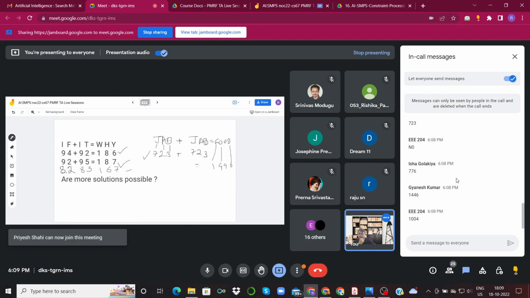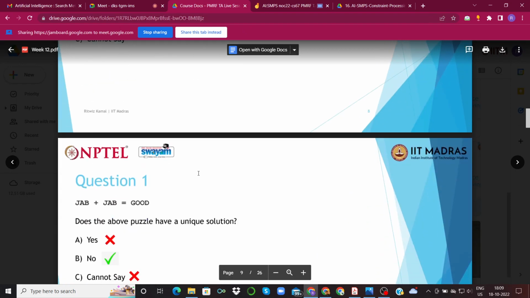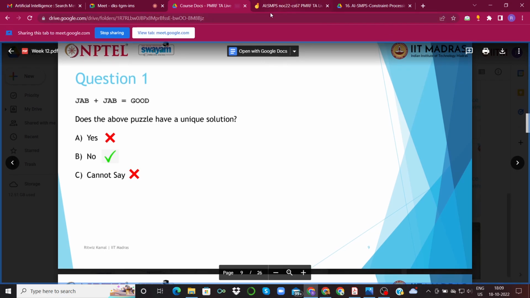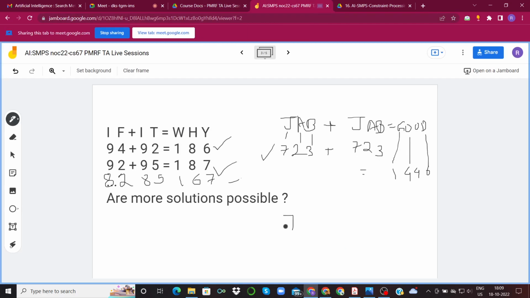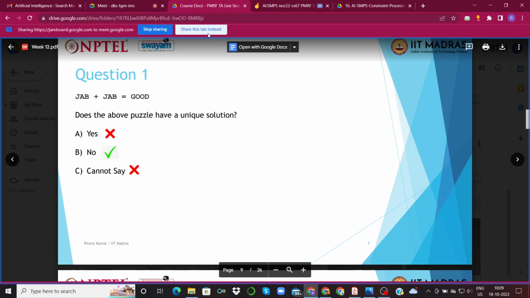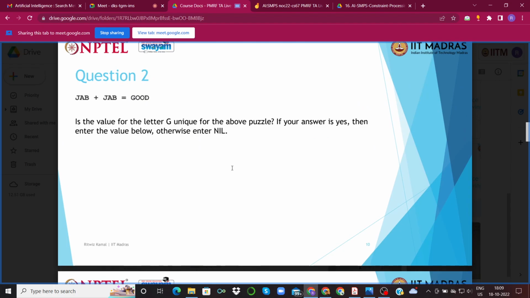Yeah, that's right. So we saw that this does not have a unique solution because we can get more solutions just by interchanging one assignment in the alphabets of JAB. So I'll show you an example. So suppose we had 732 instead, or let's say 832. That would work too, right? So we see that there can be multiple solutions. So we have answered this, and I hope there's no confusion about this.